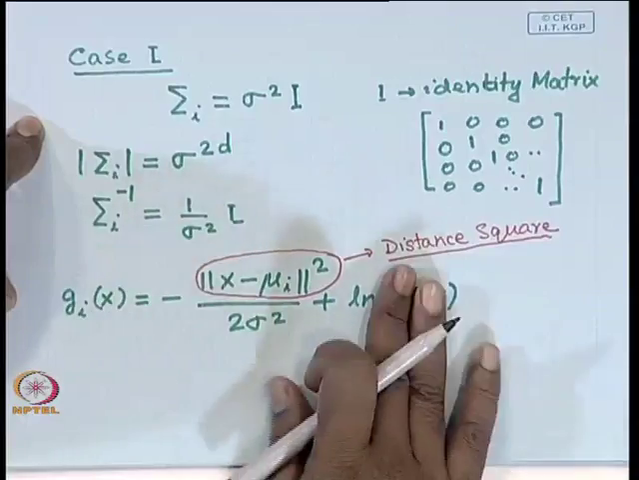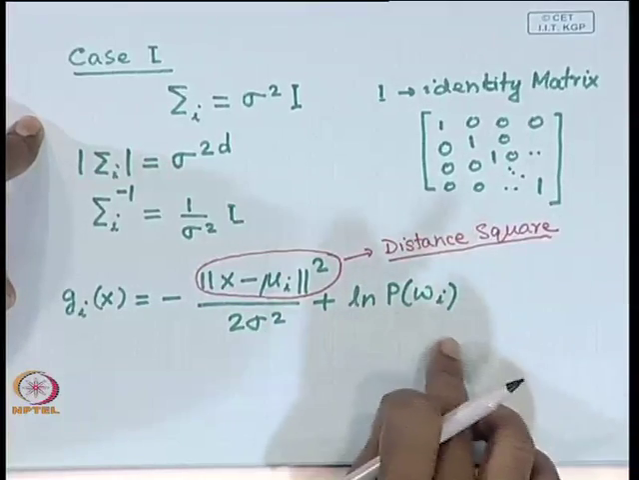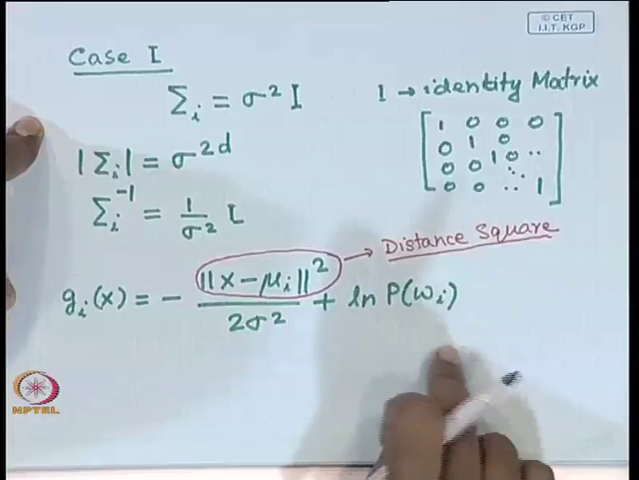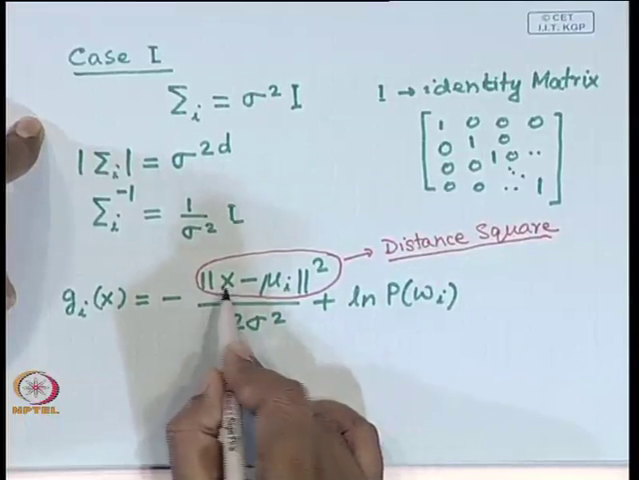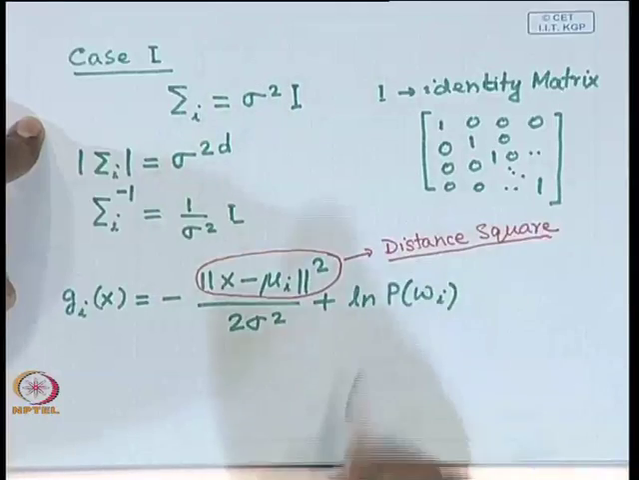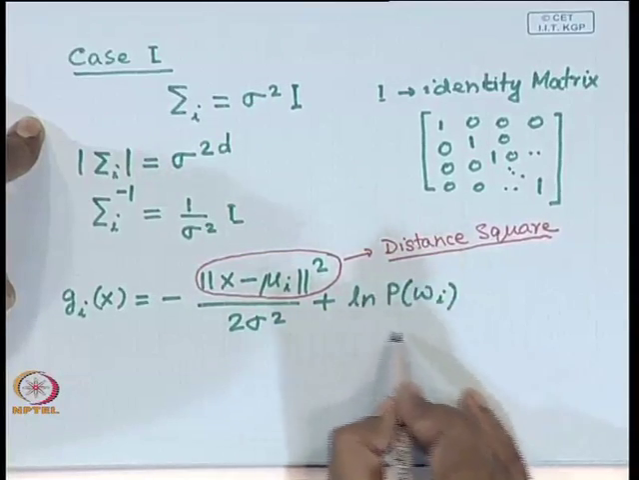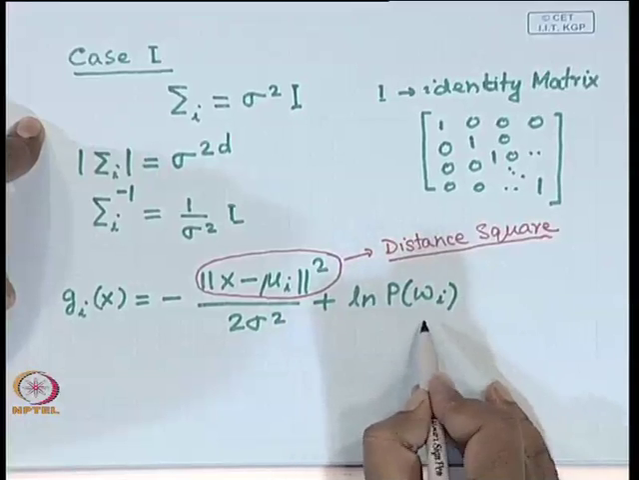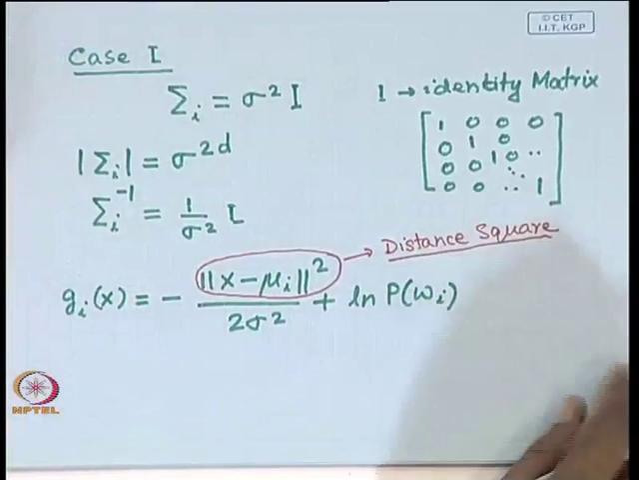Now, here you find that even if this P(ω_i) is present, that means the a priori probabilities of different classes are different, they are not the same, then for a sample point which is equidistant from all the class means, the decision will actually be biased by this term log of P(ω_i).